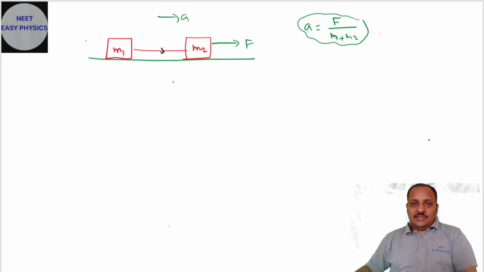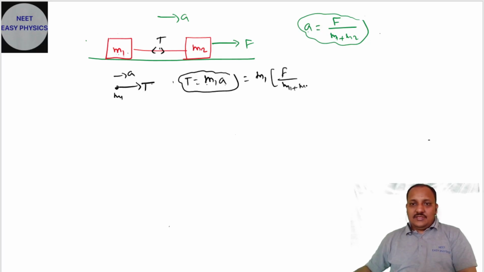Now, what is the tensional force developed in the string in between M1 and M2? They will ask. If you draw the free body diagram for M1, the force acting is T, with acceleration. Therefore, T is equal to the resultant force, M1a. Here a is F by M1 plus M2. So this is the tensional force developed in the string. Whenever you are applying force on M2, T is applying on M1. Therefore, we can simply write T = M1a.